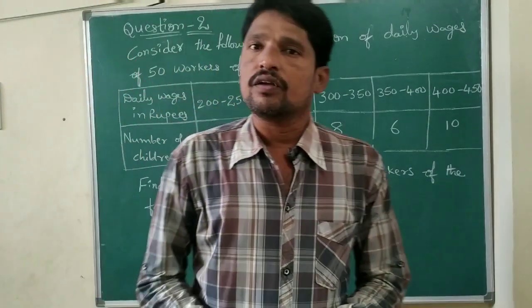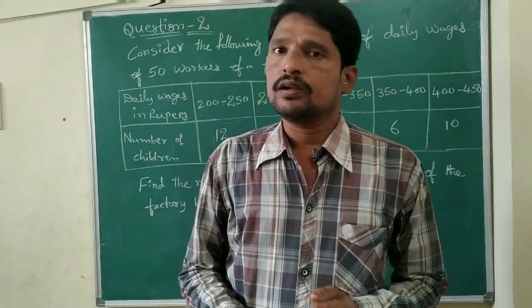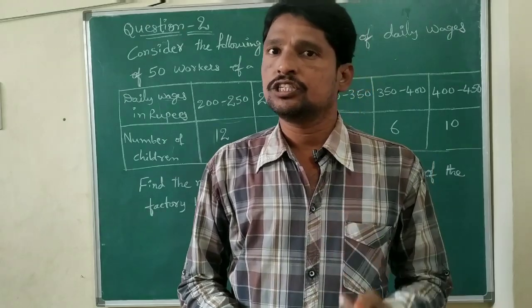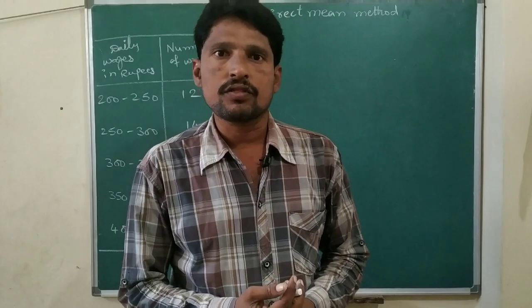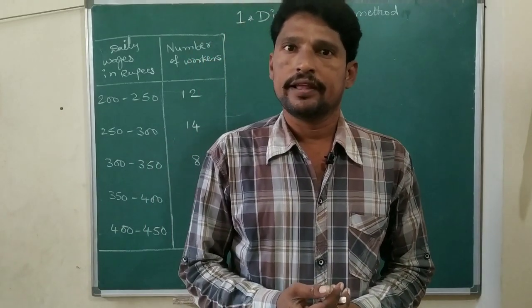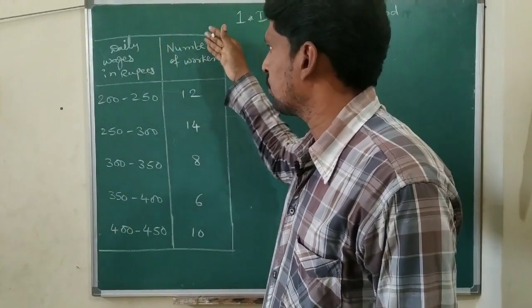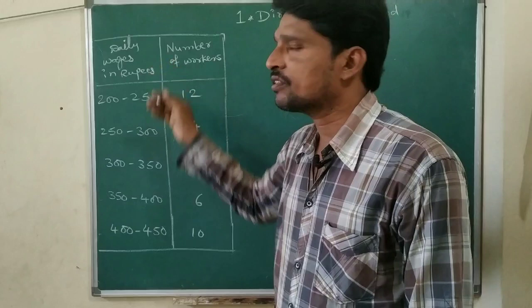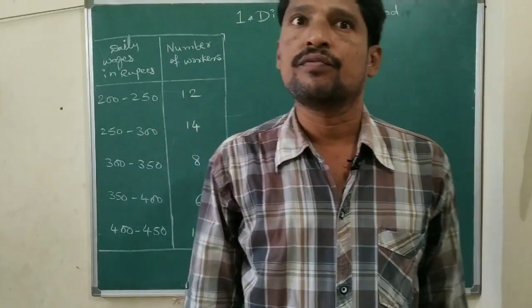So for this data we are following three methods, that is direct mean method, assumed mean method and step deviation method. Now let us discuss the first method, that is direct mean method. The data I already wrote here: daily wages in rupees, number of workers. Daily wages in rupees we are taking as the class interval, and number of workers we are taking as the frequency.